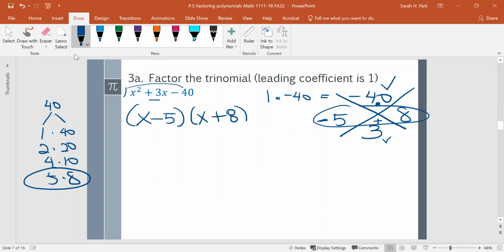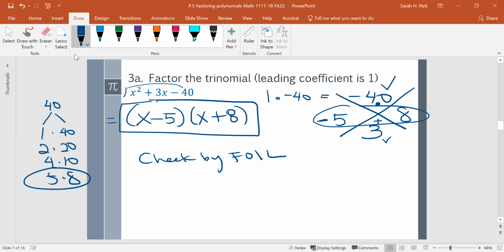You can think of factoring as a reverse FOIL process. So if we have these factors, that's the answer. Those are the final factors. You can check by doing the FOIL process, so we'll just do that once here.